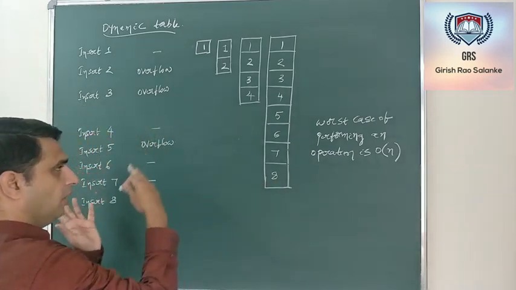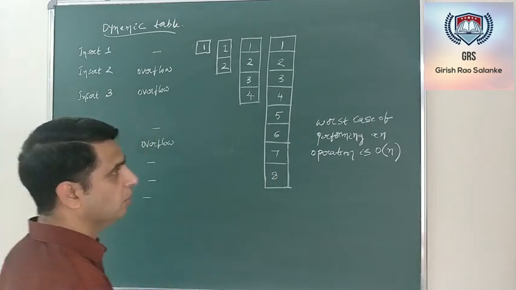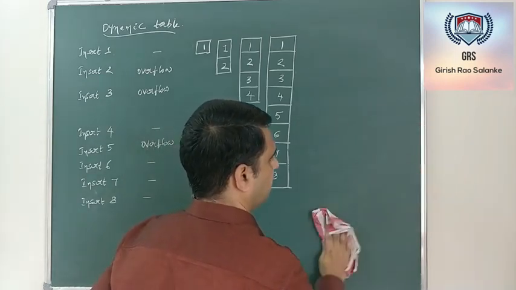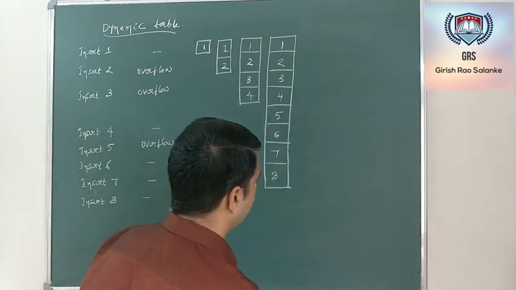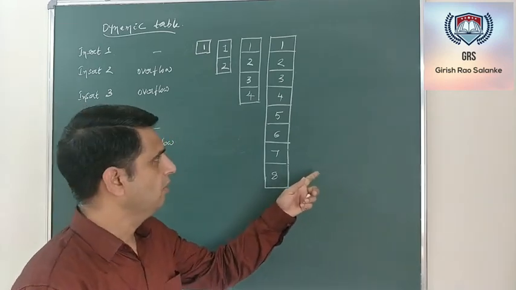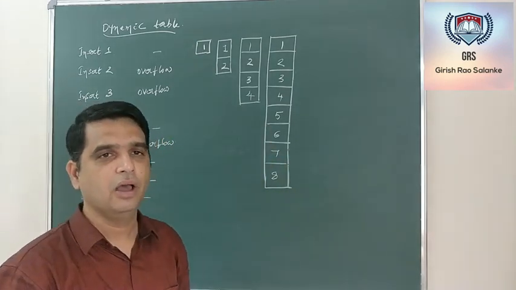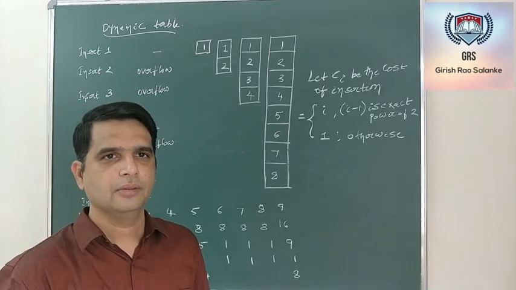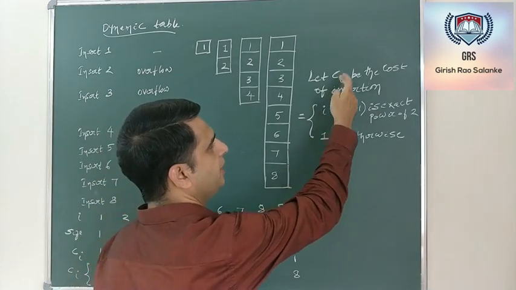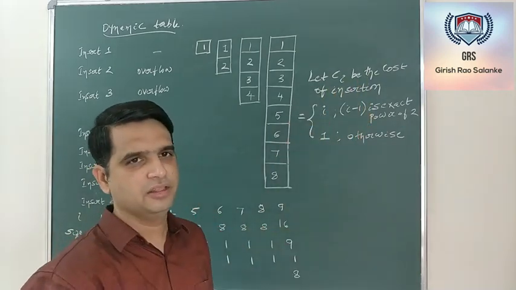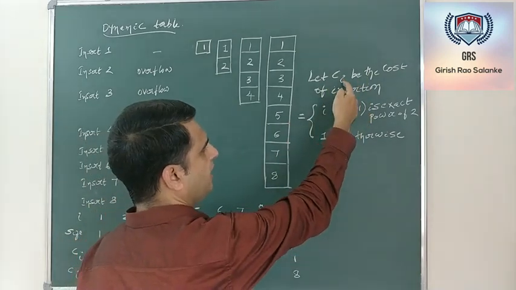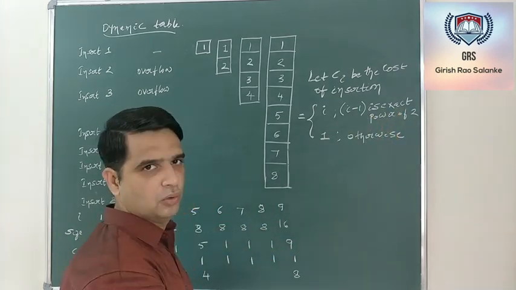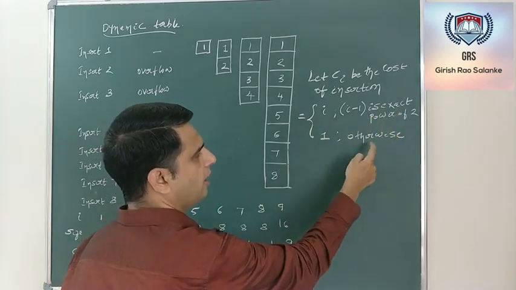So now coming to the aggregate analysis. What do you mean by aggregate analysis? As we know, we don't take order of n time for all the insertion operations. We take order of n time only for a few of the operations. Let me denote ci as the cost of performing the insertion operation. Note that this ci has a value of i if i minus 1 is an exact power of 2, or it has the value of 1 otherwise.